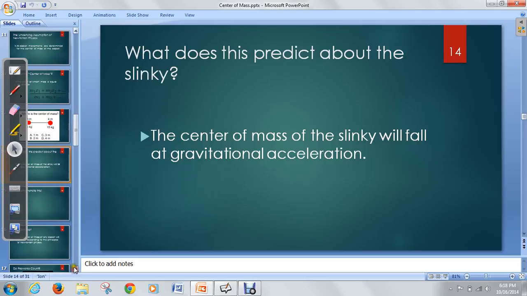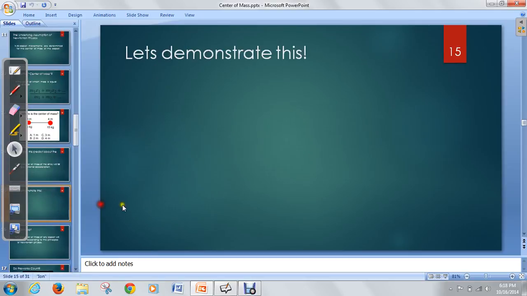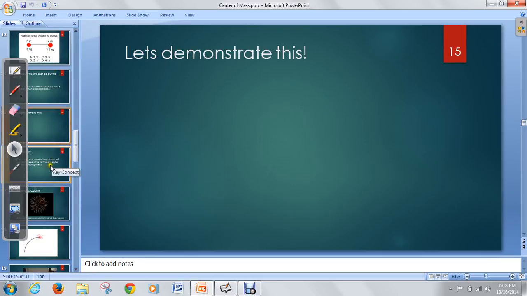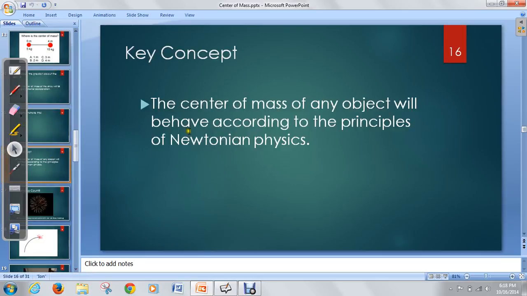So if I take the slinky and I drop it, or I look at the center of mass, I did this in class, if I drop the center of mass of the slinky at the same position as a pen or any other object, they hit the ground at the same time because the center of mass is going to travel at gravitational acceleration. Okay, so it's really cool. So this is another key concept.